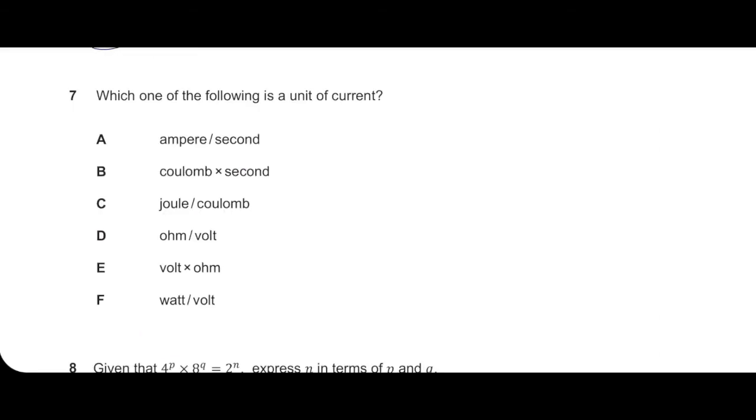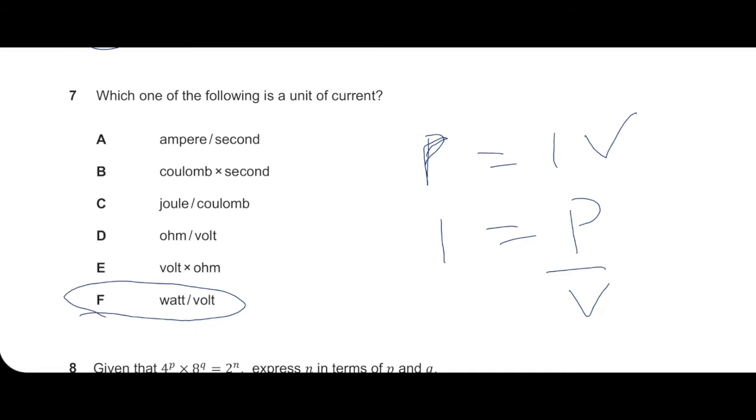Question number 7. Which one of the following is a unit of current? And they've given us A to F worth of options. This is where you use your knowledge of physics equations to rearrange different equations to see if you can get the right answer. The equation that I'm going to be using here is P equals IV. And we're going to make I the subject as we're looking for current. I equals P over V. And what do you know? Watts, which is a unit for power, divided by volts, which is a unit for voltage, is equal to the current, whose unit is amps. Therefore, the answer is F. That is question number 7 completed.